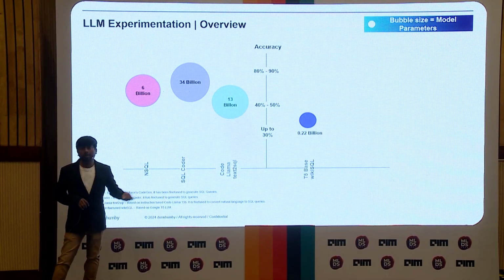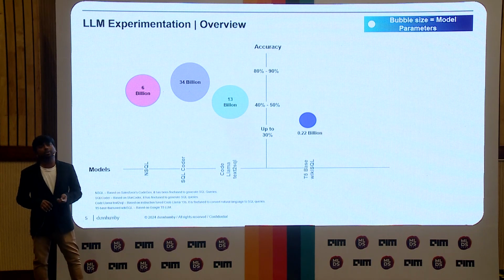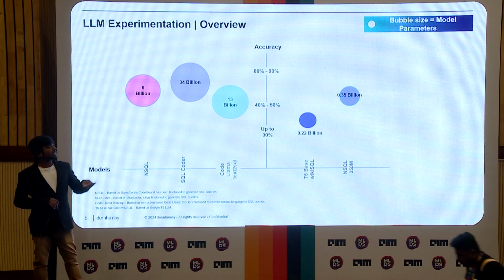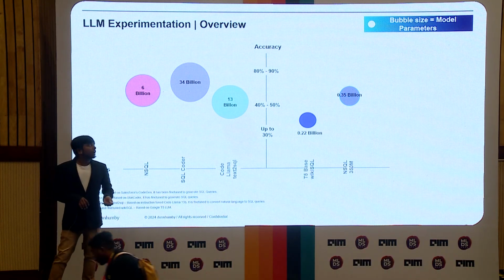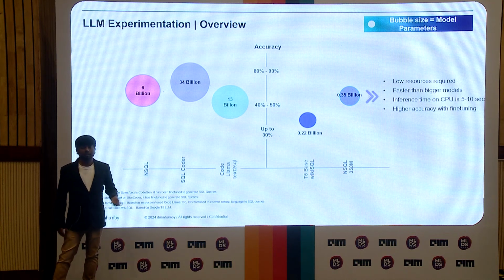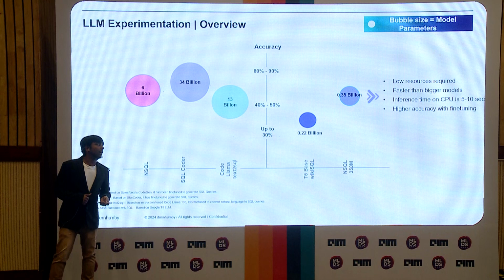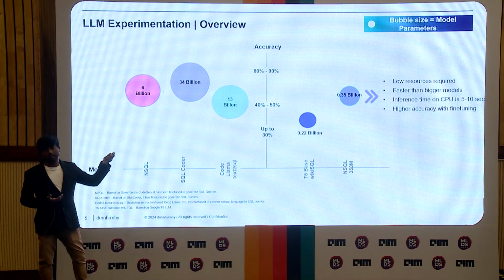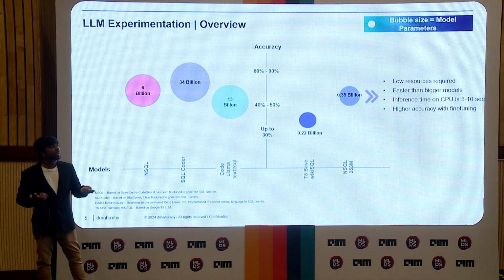This is a 220 million parameter model, which is around 35% accurate. And finally, we have the 350 million parameter version of NSQL, same as this one, which is around 55% accurate. The good thing about this final model is that, as you can see, it is quite small. Because of its size, it is much faster than all of these larger models, and we can even run inference on a CPU.